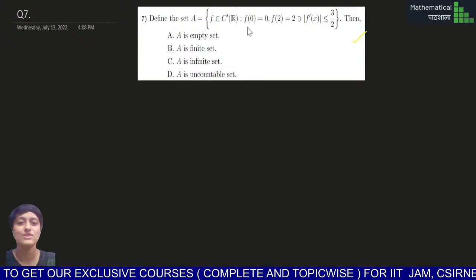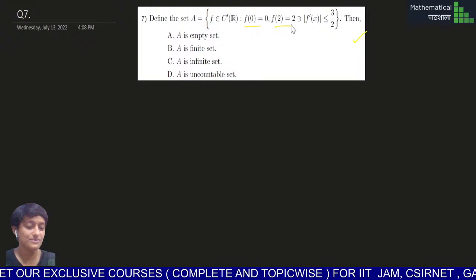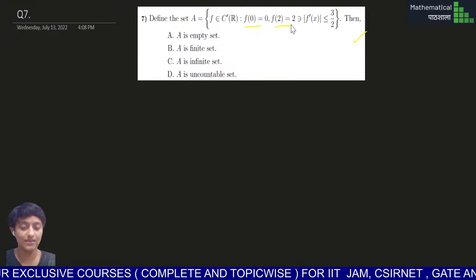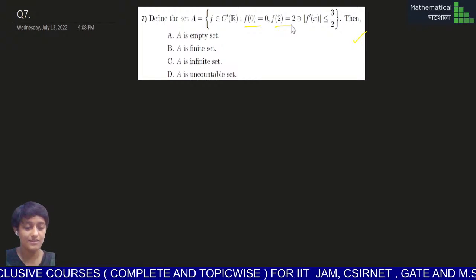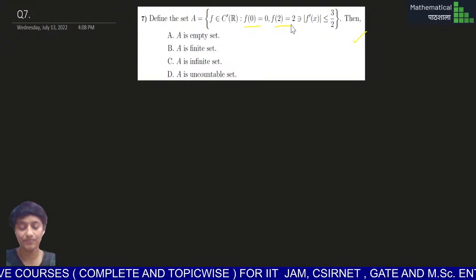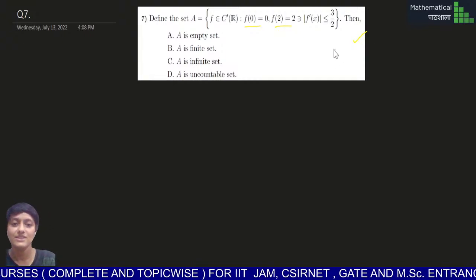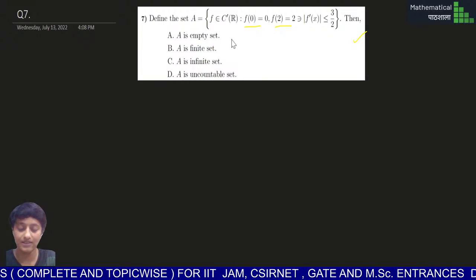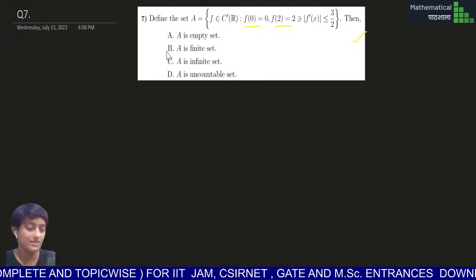So we are given f(0) = 0 and f(2) = 2. Shall we begin now? Okay. So the set A is given by, okay, Nikita said the answer is B. Okay. And others?